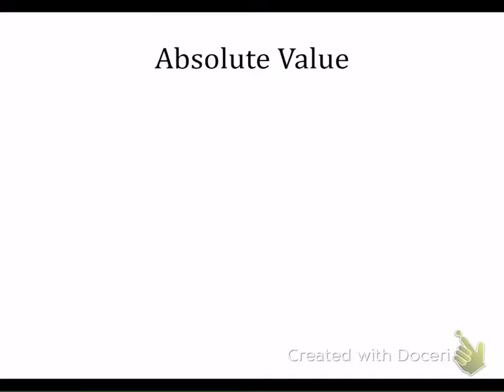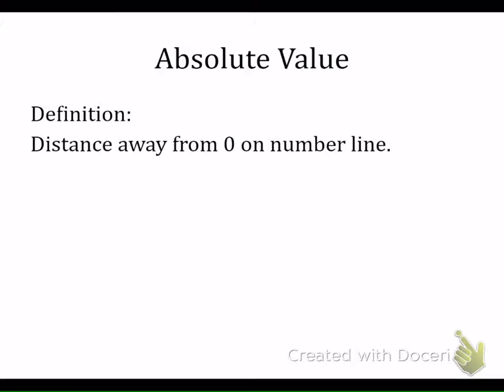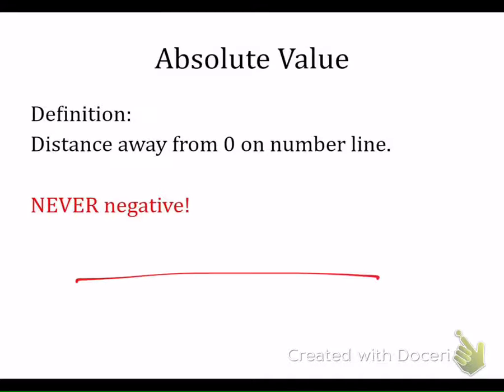Next topic for today is absolute value. Here's the formal definition for absolute value: it's the distance away from 0 on a number line. Distance is never negative. Normally in class, I make a real number line with students. I pick a student and say, hey, you're 0. I have them hold up a little 0 sign.